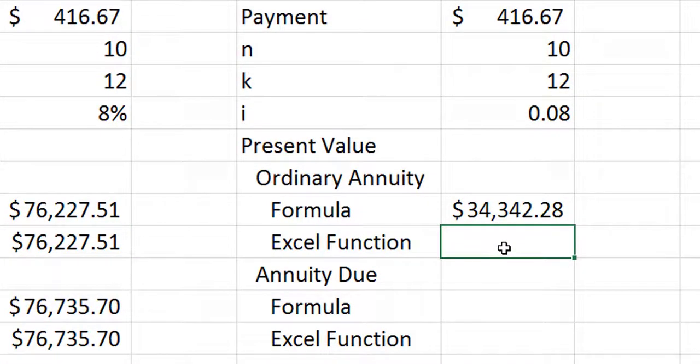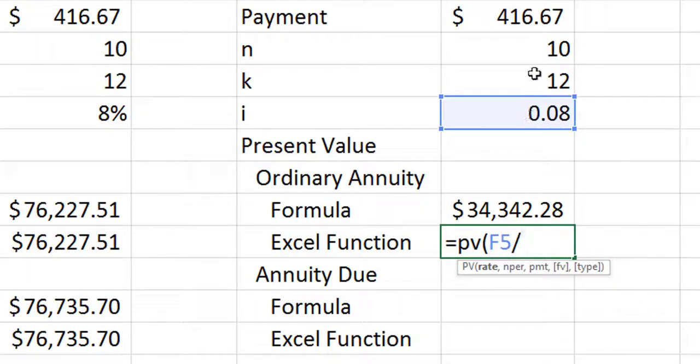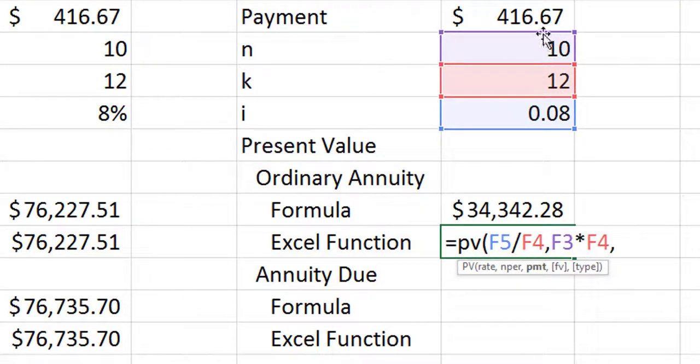Let's use the Excel function. Equals, instead of FV, we're going to use PV. That's the function for the present value. We enter an interest rate, which is our 8% divided by our 12 months. We enter a number of periods, which is going to be our 10 years multiplied by our 12 months. We enter a payment, which is the $416, and then a comma. The future value is a 0. We don't have anything to put in here. That would be if we had some lump sum off in the future. And then finally the type, which we can leave blank as well. In fact, we can leave the last two arguments blank.